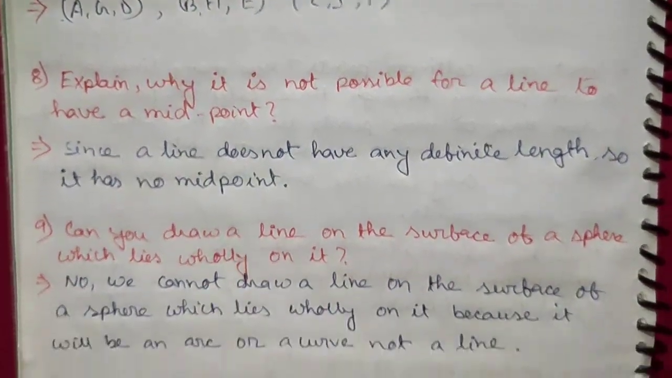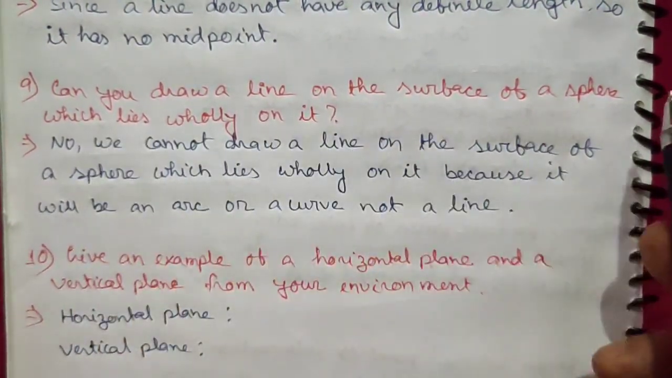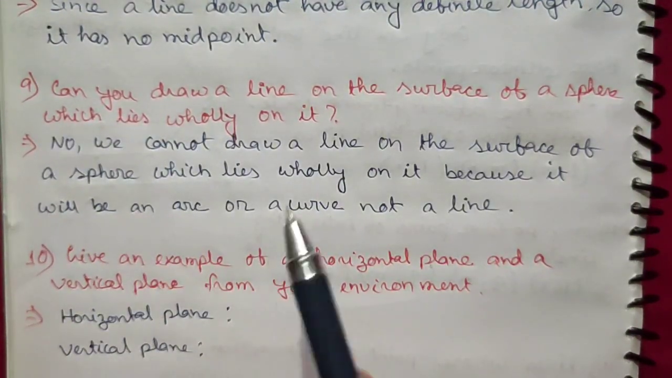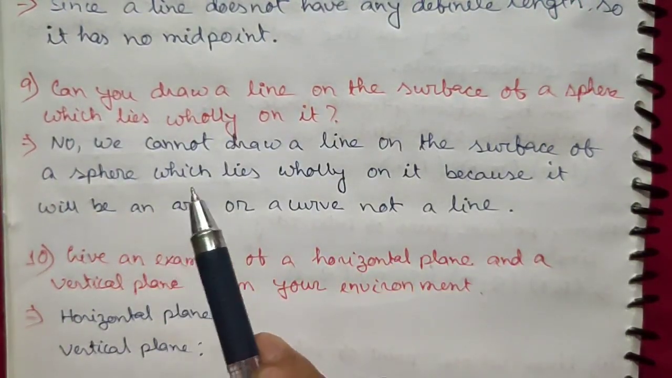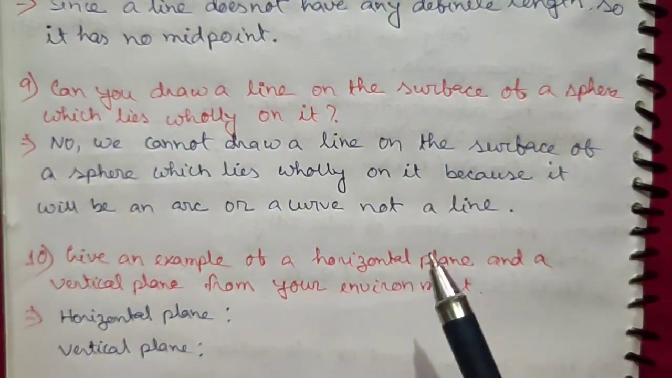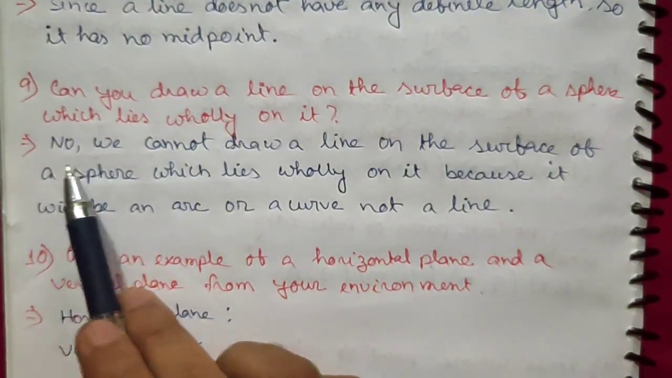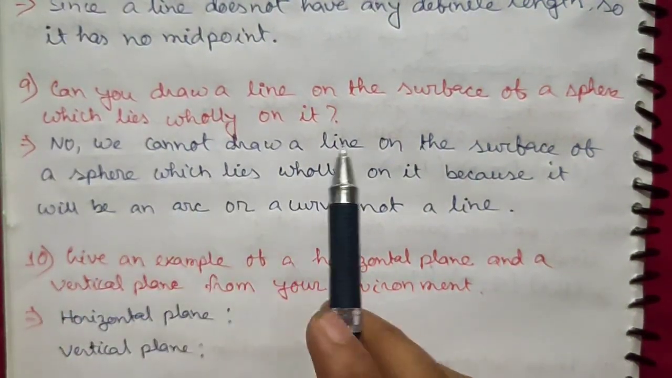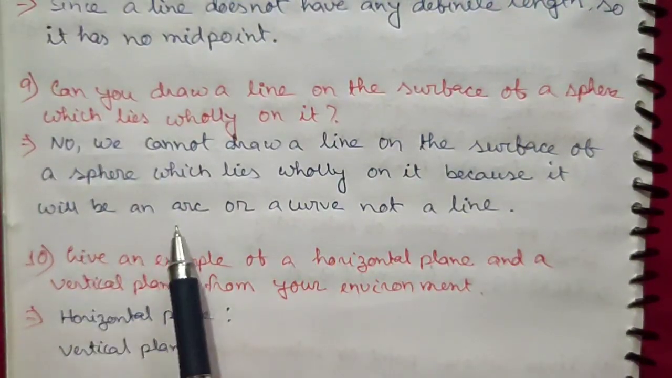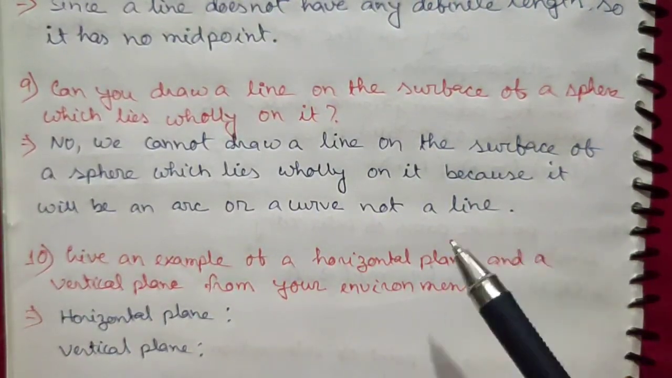Next, question number 9. Can you draw a line on the surface of a sphere which lies wholly on it? First of all, we know that a line is a straight line, and a sphere is a curved surface. It is spherical in shape, so it is not possible to draw a line on it. So we will write no. We cannot draw a line on the surface of a sphere which lies wholly on it, because it will be an arc or a curve, not a line.